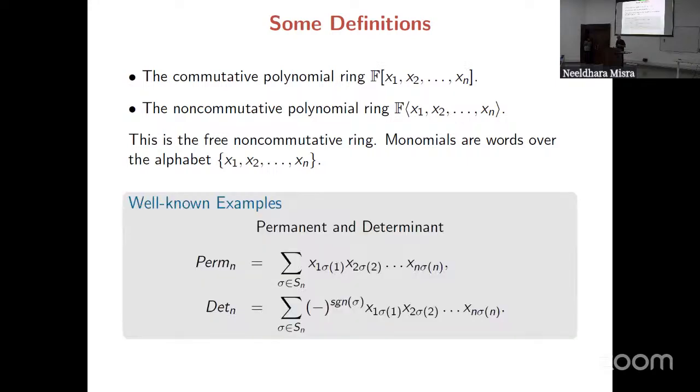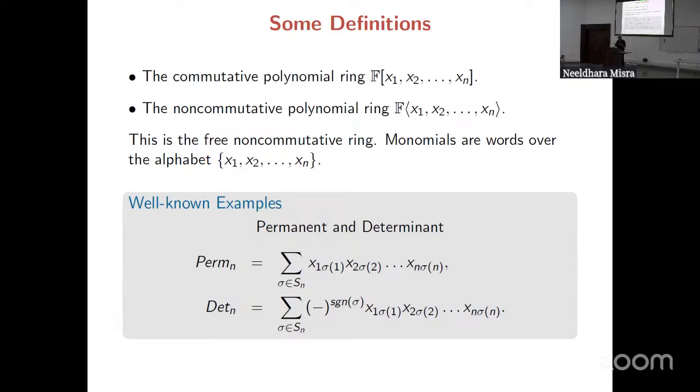And the two well-known examples, especially in the commutative setting, are the permanent polynomial, which is closely related to counting matchings in bipartite graphs. If you do 0-1 substitutions, it's exactly that. And the determinant polynomial, which is ubiquitous in mathematics. So you could talk of these two objects also in the non-commutative setting.